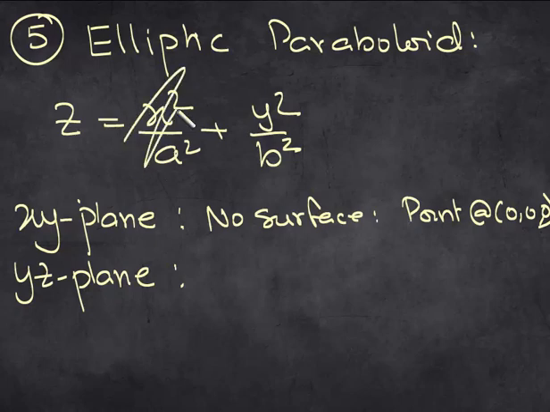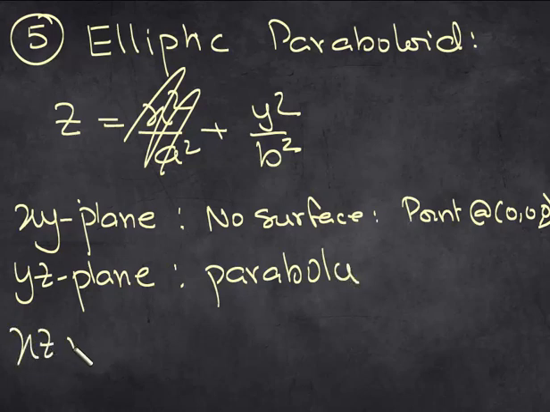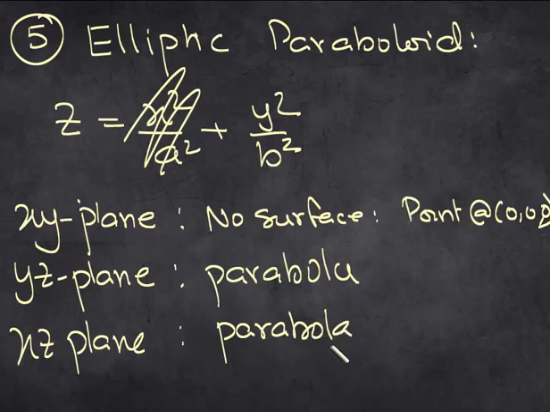X is 0, so what does this look like? Parabola. And that's why it's called a paraboloid. Is that okay? And in the xz plane, what do we get? Same thing. Now we didn't get a surface in the yz plane, correct? So what should we do?